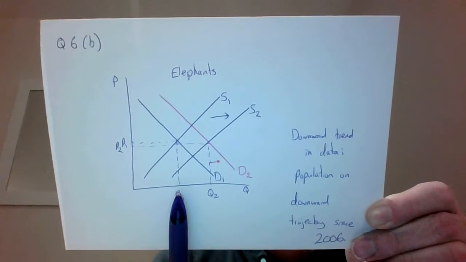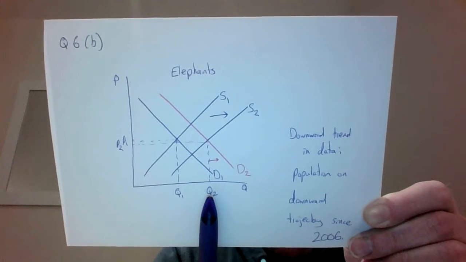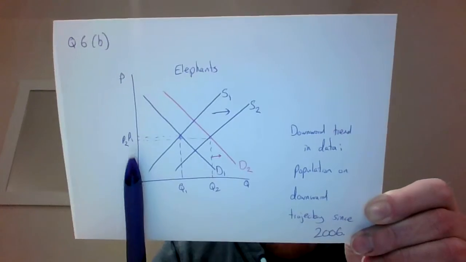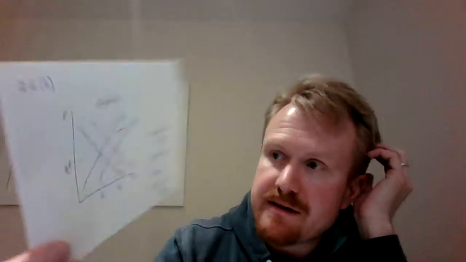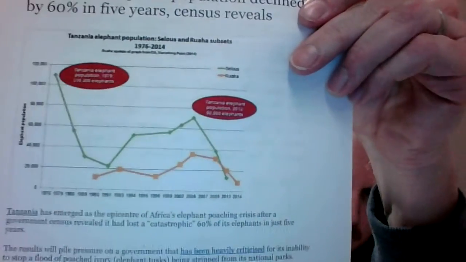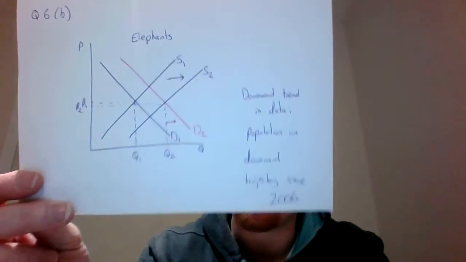We're looking really for the increase in quantity, quantity 1 to quantity 2. We're not so interested in the price. And you can use the data to say that there's been a downward trend in the data. You can say since 2006, you can see that there's been a spiked decline in the number of elephants, and it's been on a downward trajectory since 2006.